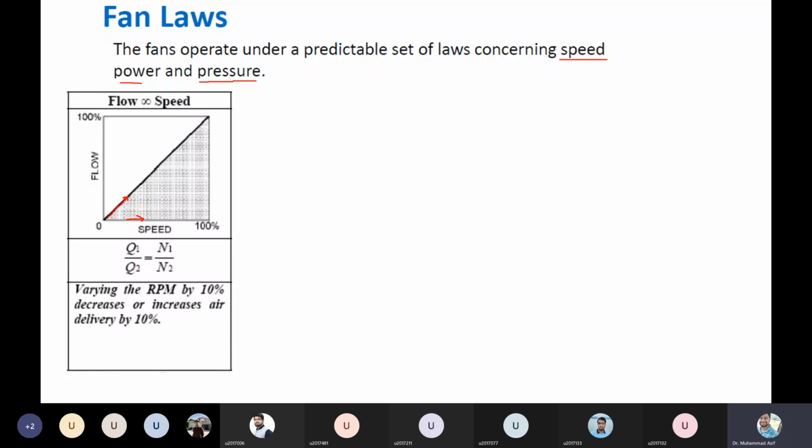So Q1 by Q2, let's say initially the RPM was N1, the flow was, let's say, Q1. If you change that to N2, that will be Q2. So they are directly proportional. If you're varying the RPM by 10%, decrease or increase, then the air delivery will increase or decrease by 10%, right? So that means flow and speed are directly proportional. So this is the first fan law.